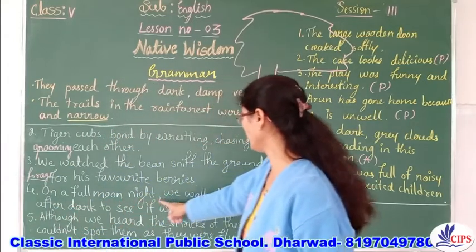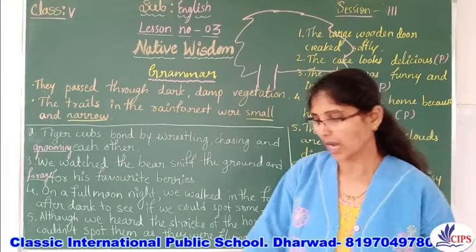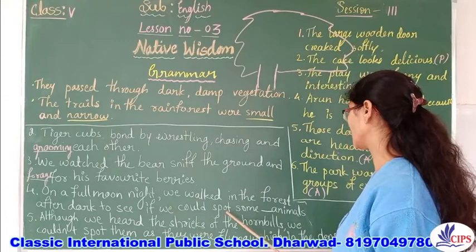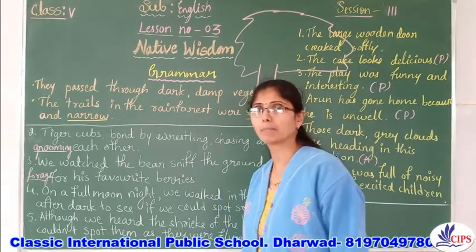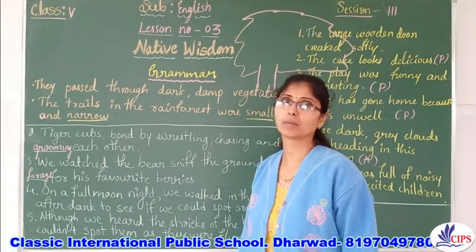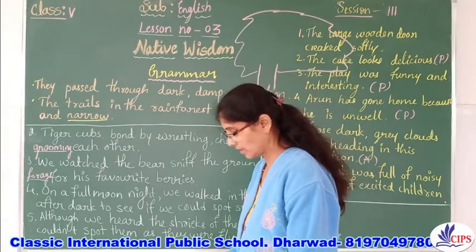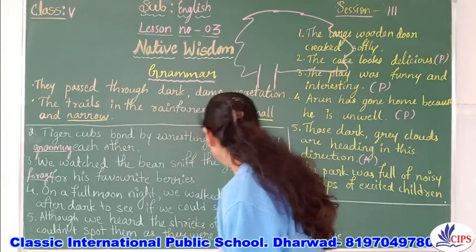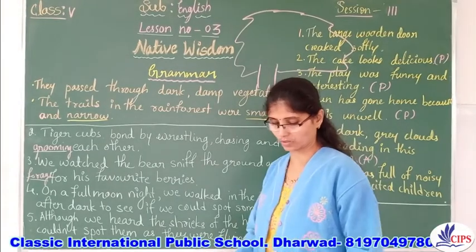On a full moon night, we walked in the forest after dark to see if we could spot some nocturnal animals. At night time, some animals are very active. I told you before. Which word from the table fits here then? The fourth one is nocturnal. Nocturnal. Here, very little space is there. So children, you write down yourself, nocturnal.